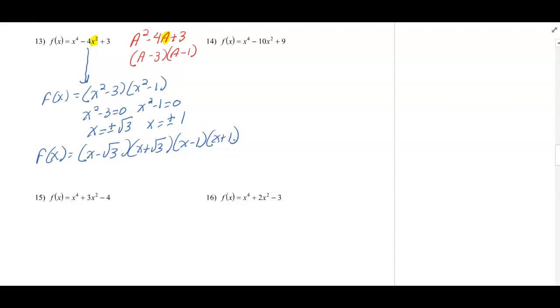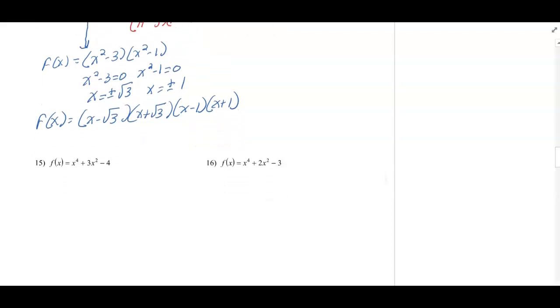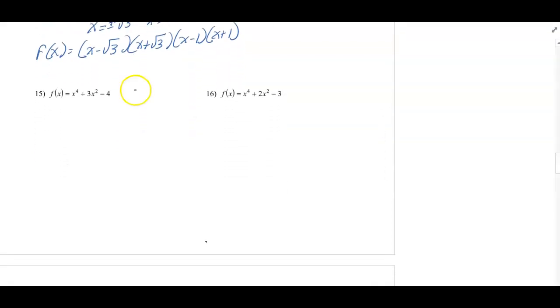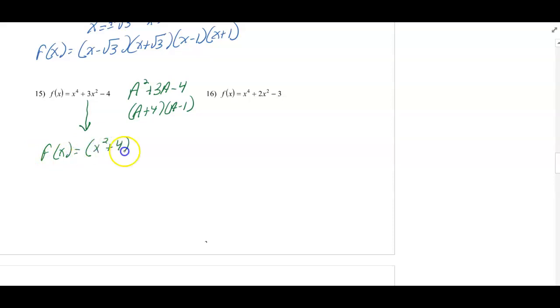As I said, for practice, you can try number 14. Number 15, again, when I look at this, I see a squared plus 3a minus 4. So that factors into a plus 3, let me fix that. That factors into a plus 4 and a minus 1. So when I look at that original function, number 15, f of x equals x squared plus 4, x squared minus 1.